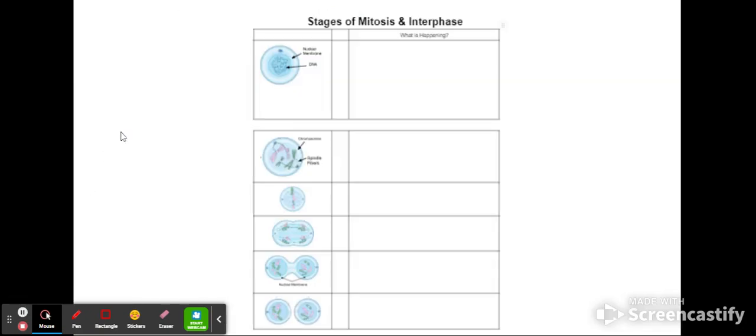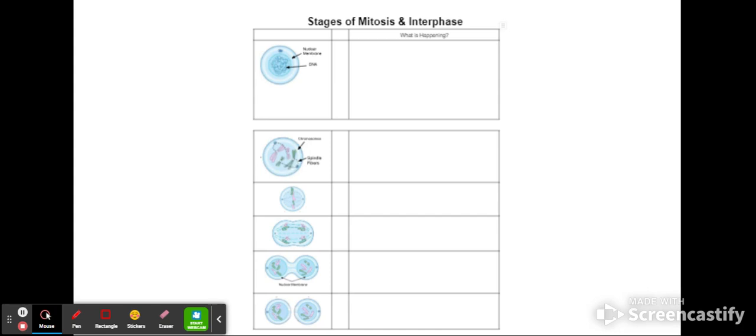So here's what I would like you to do. We already filled out interphase here. We're going to fill in the names of these stages next week. But before we do that, what I would like you to do with your table mates, the people around you at your desk, is see what you can come up with that's going on in each of these cells.